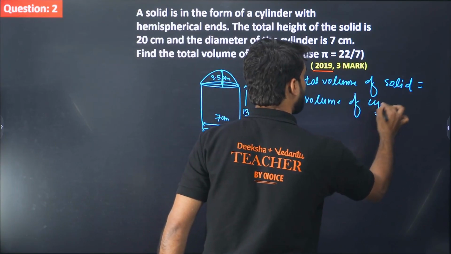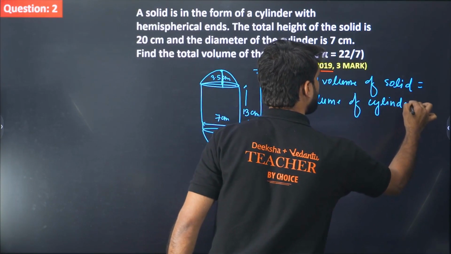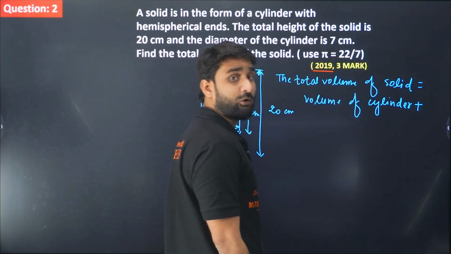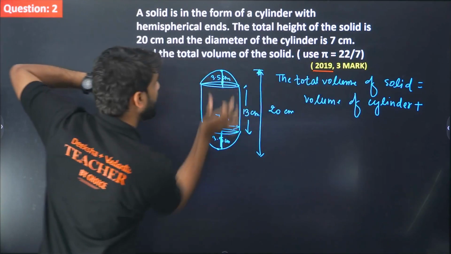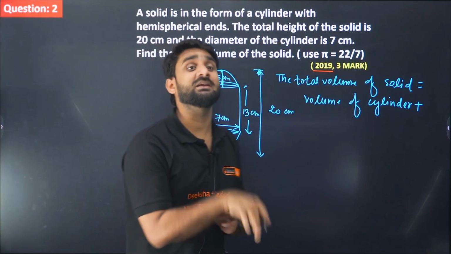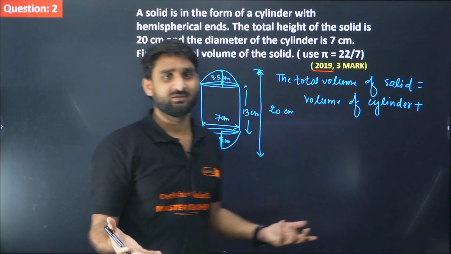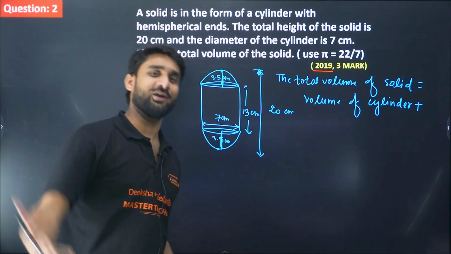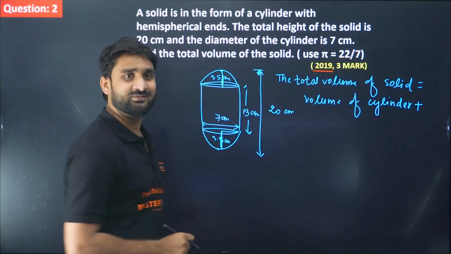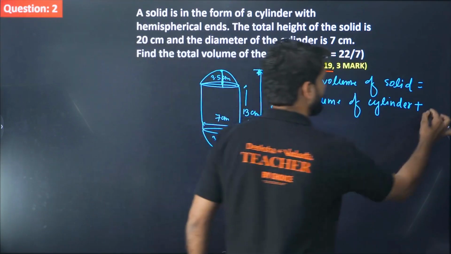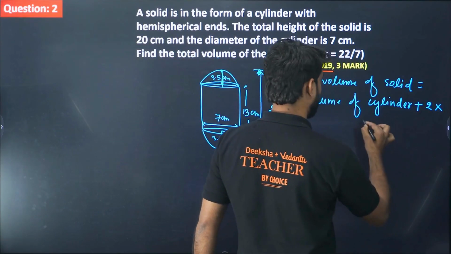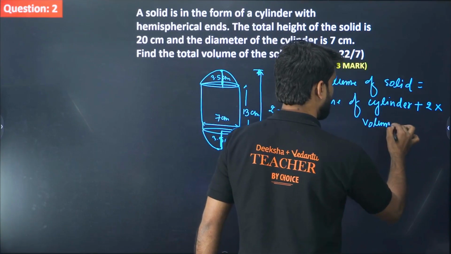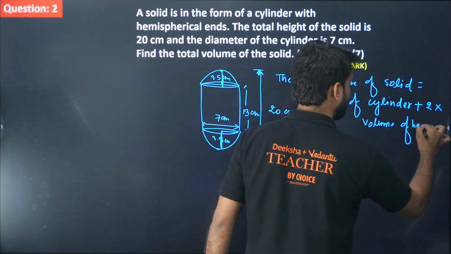Volume of cylinder plus what? Volume of the two hemispherical ends, and both are equal. It is very simple, both are similar, right? So we can write here 2 into volume of hemisphere.